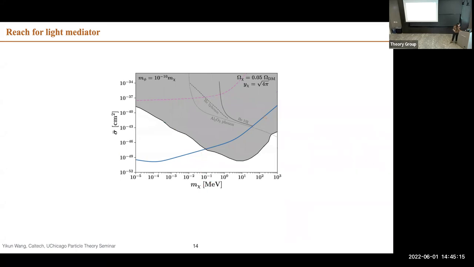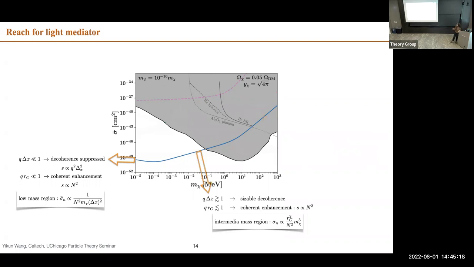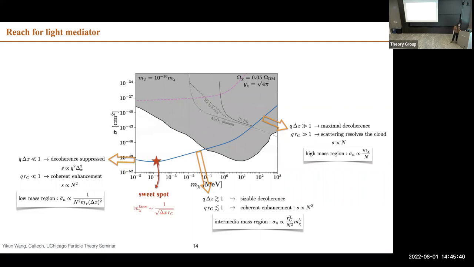And if you go to slightly larger mass, actually you will gain a stable decoherence because your momentum becomes larger, and you still have the N-square enhancement, and this roughly describes the behavior here. And at a very large mass region, you have a maximal decoherence, but you lose the coherent scattering, and this is rich. And you can do similar analysis for the phase, but before that, I want to show you this sweet spot where you have the best sensitivity, and where the sweet spot is can be simply estimated by 1/√(delta-x RC).